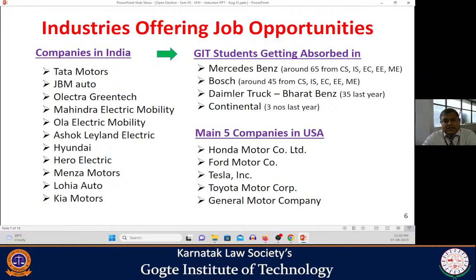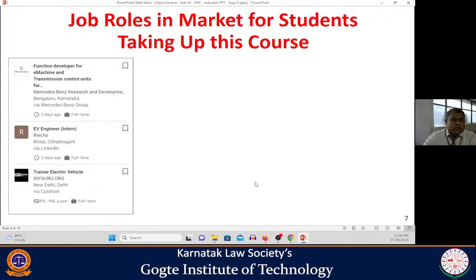Mainly 5 companies in USA: Honda, Ford, Tesla, Toyota, and General Motors. In that, Tesla is actually working in electric and hybrid vehicles. So here are some of the jobs. I'm not going to explain; you can just see here.